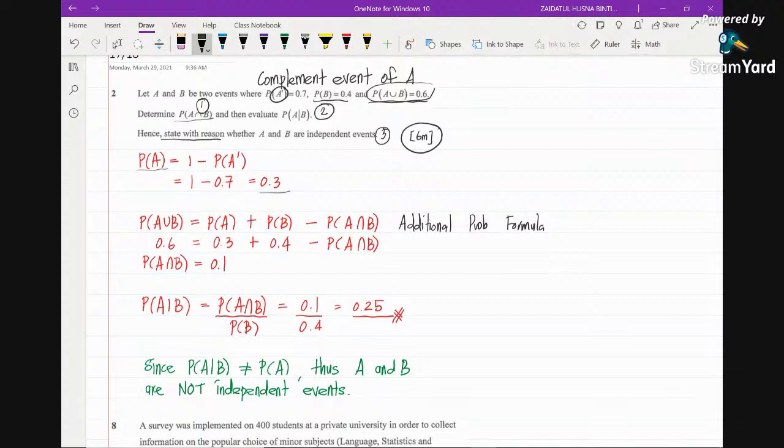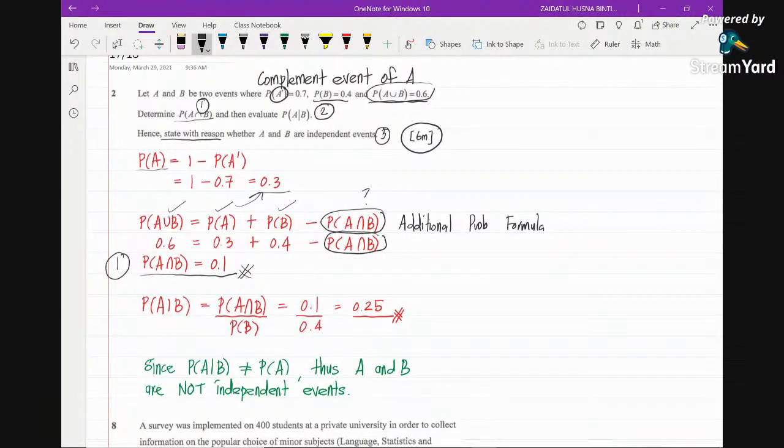We are given this value, we already have P(A) from the previous step, and P(B) is also provided. The only thing that we don't have is this. So you just substitute all the values and make this the subject. You will see that P(A intersect B) is equal to 0.1. So first part done.